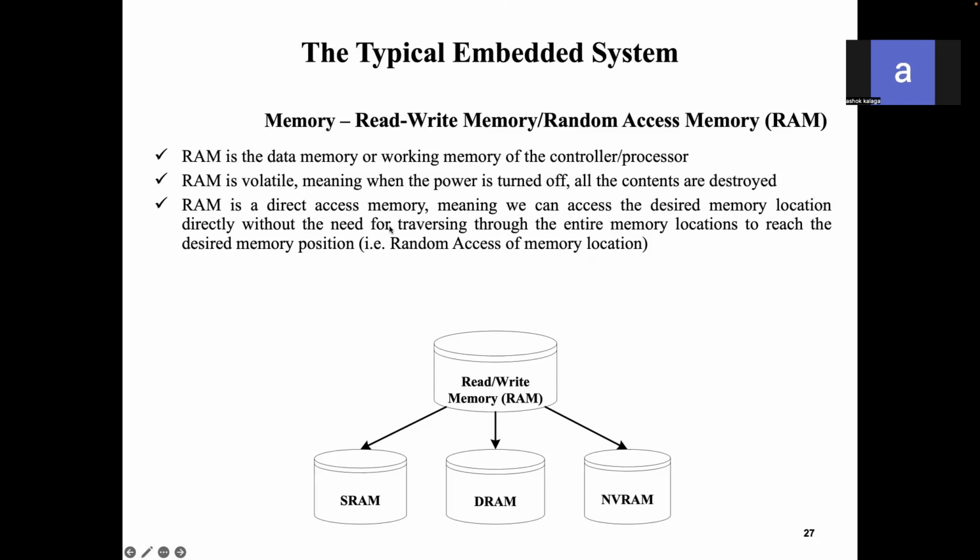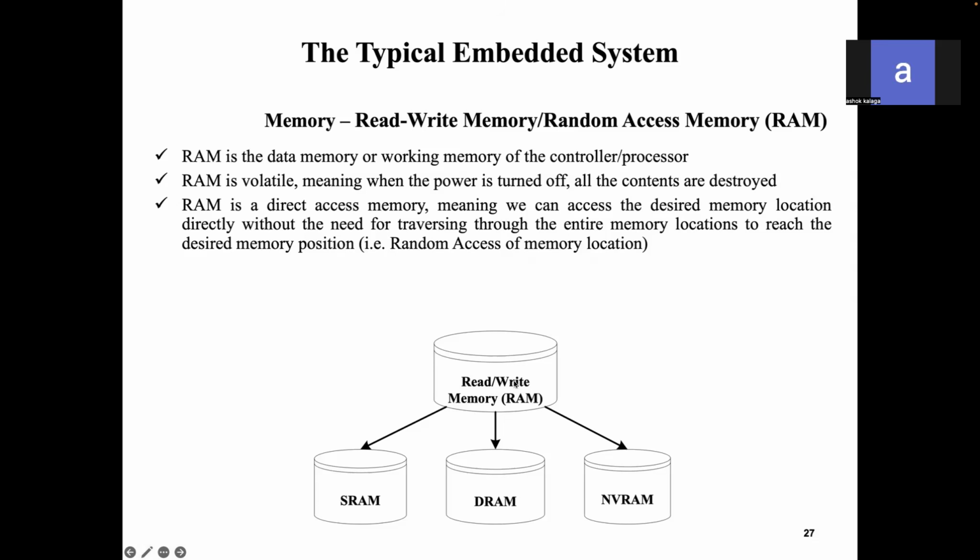RAM is a direct access memory, meaning that we can access the desired memory location directly without the need for traversing through the entire memory locations to reach the desired memory position. Random access means that if you want to access a desired memory location, you directly go to that location. That's why it is called random access of the memory location.